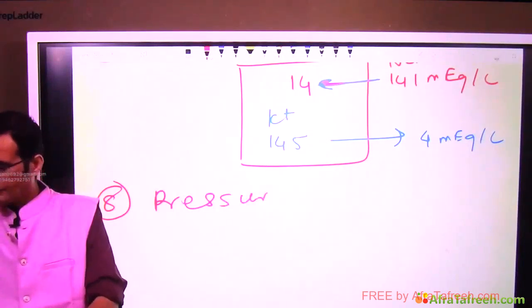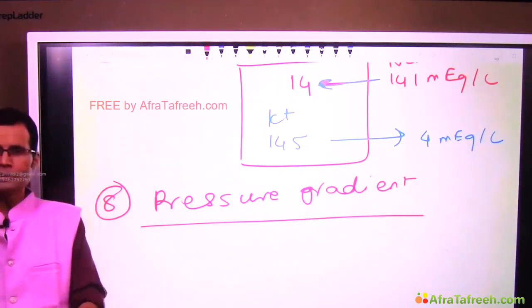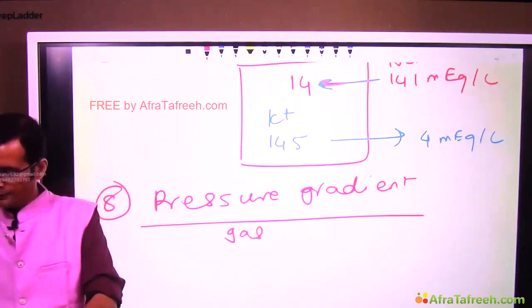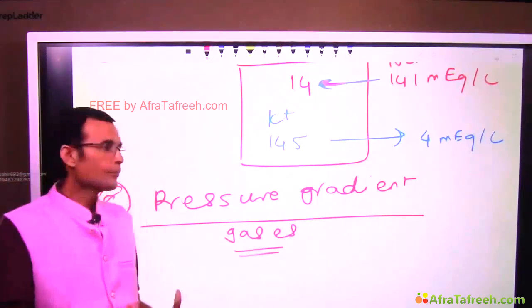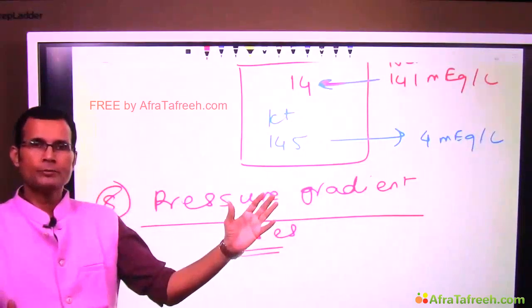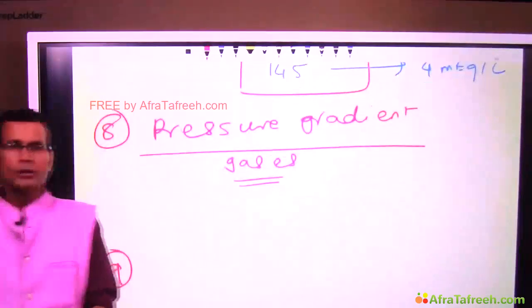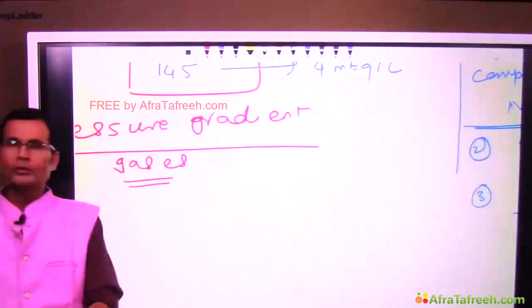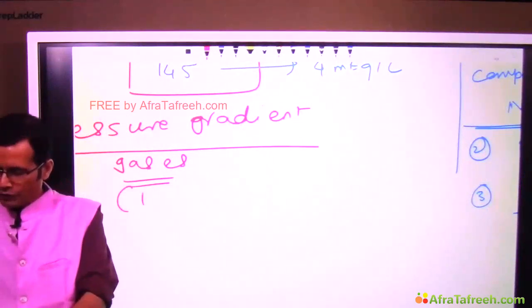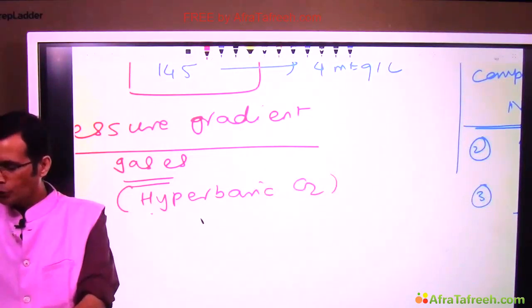Pressure gradient, next factor. Pressure gradient is very similar to concentration gradient. Pressure gradient is for the gases. Gases diffuse from high pressure to low pressure. So pressure gradient is responsible. Take the example. What is the importance of giving hyperbaric oxygen? Let's say in carbon monoxide poisoning.